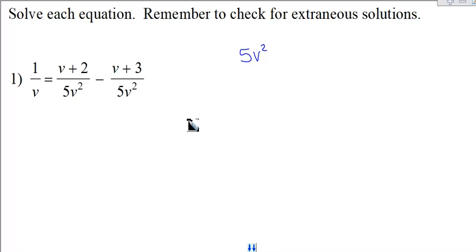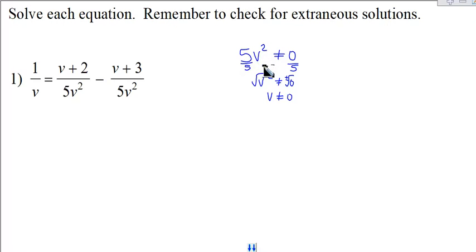Once you've determined what your common denominator is going to be, I also want you to figure out what your excluded values are. Take your common denominator, set it not equal to 0, and solve. We can do that by dividing by 5 and then taking the square root of both sides. So v cannot equal 0.